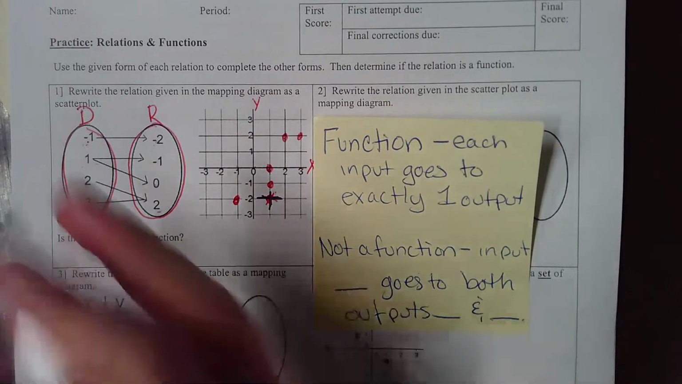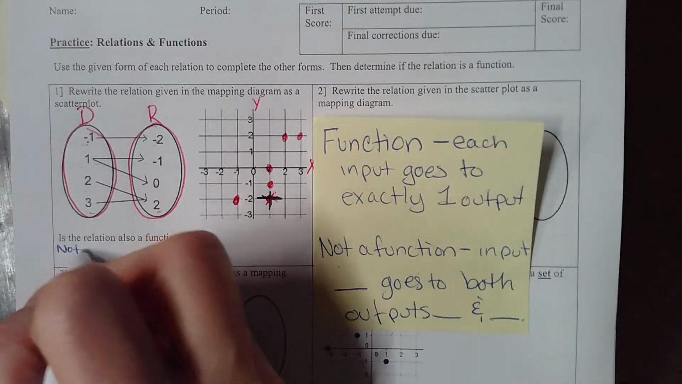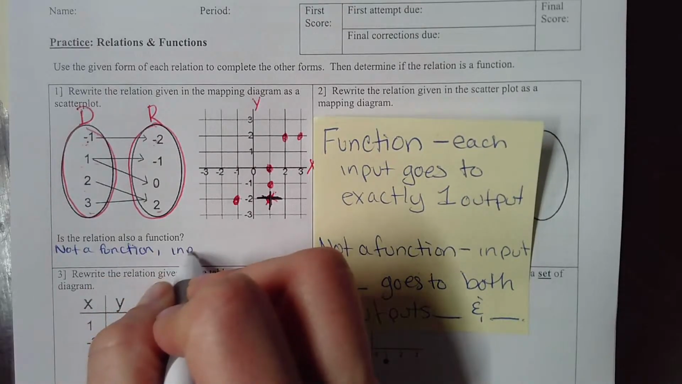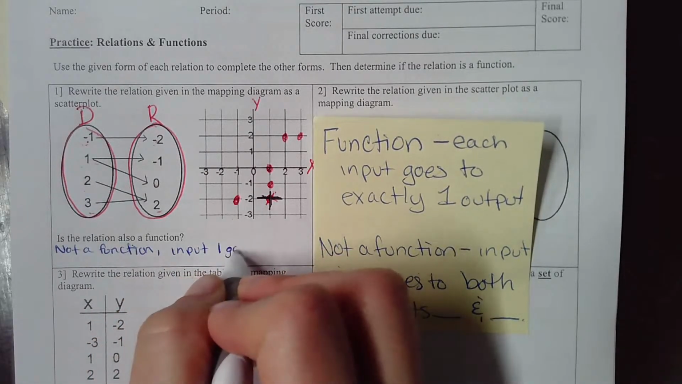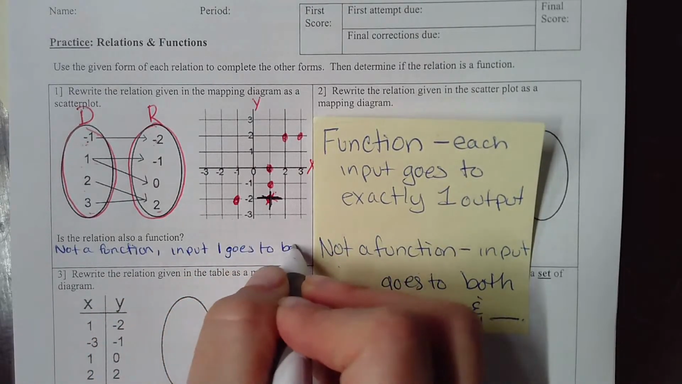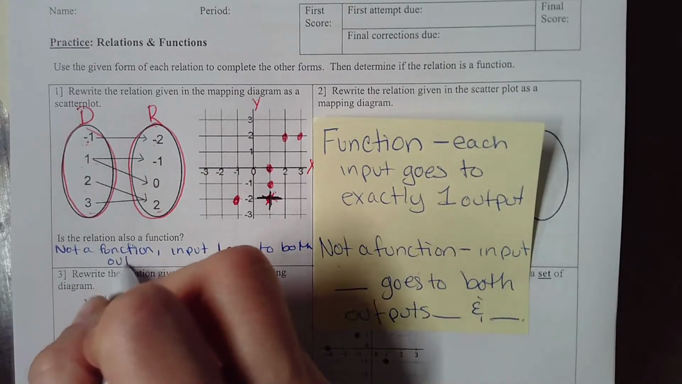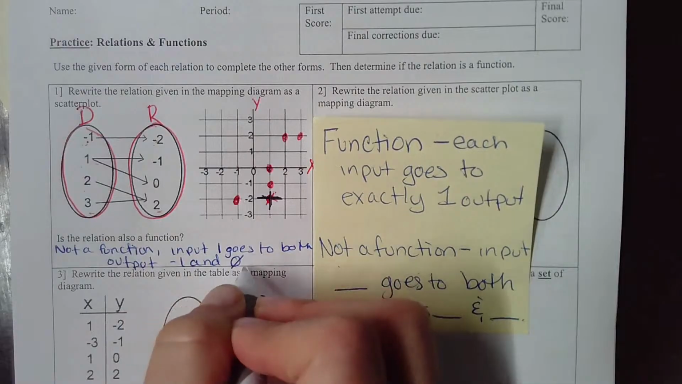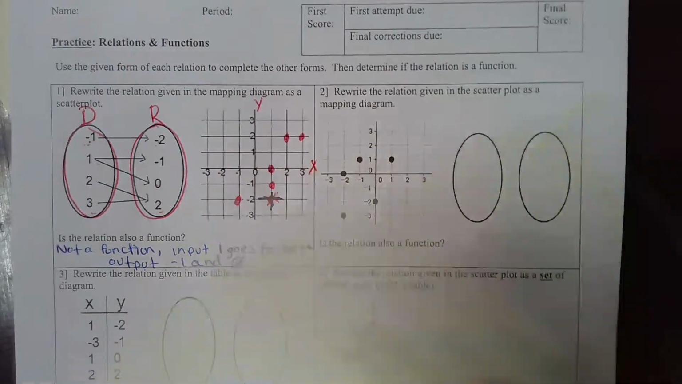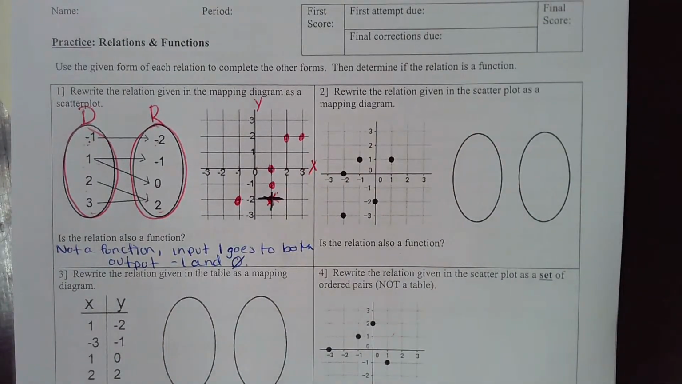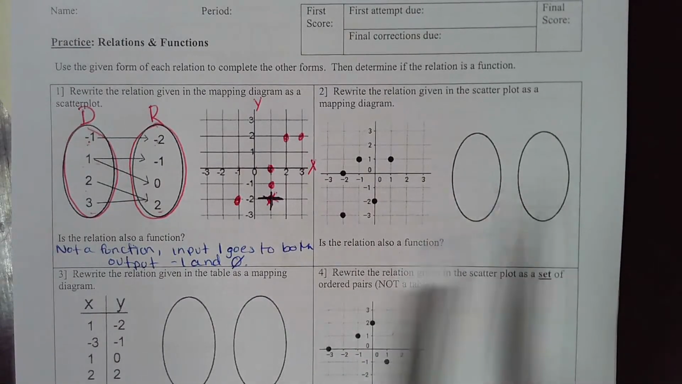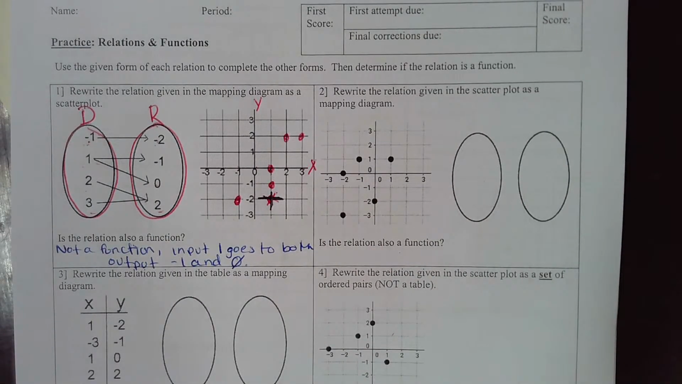We are going to follow this format exactly. Not a function. Input 1 goes to both output -1 and 0. Take a moment to try to go backwards from this graph to this mapping. Remember to label the pieces that you need.